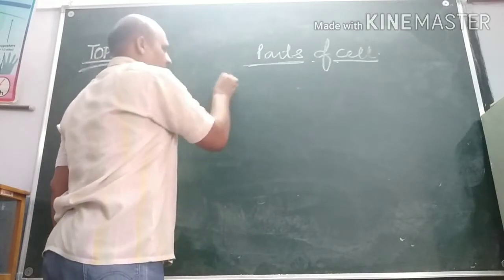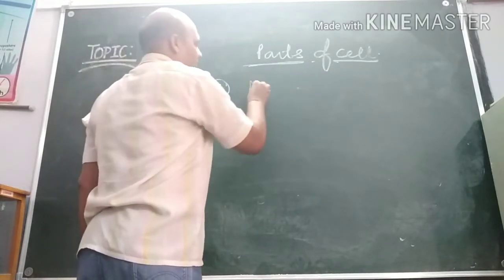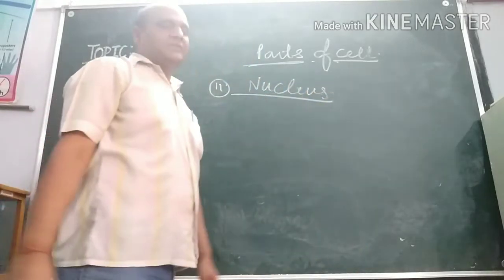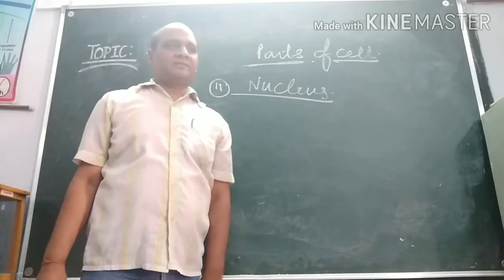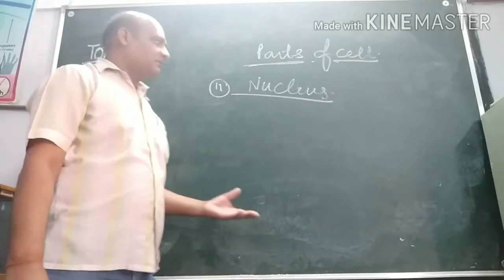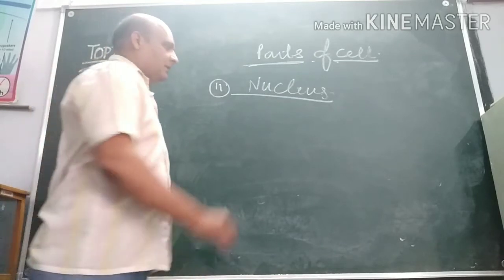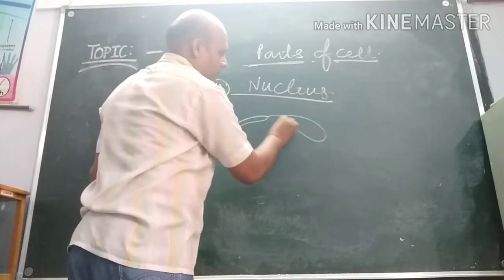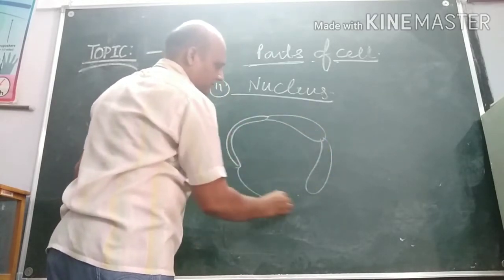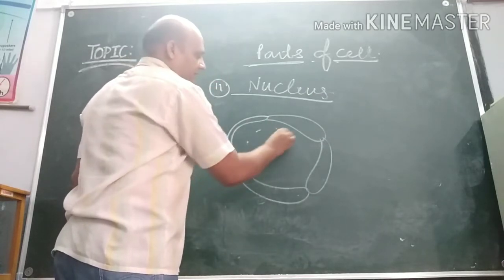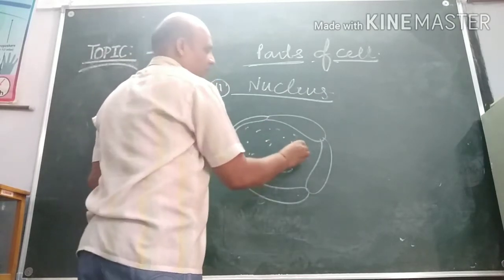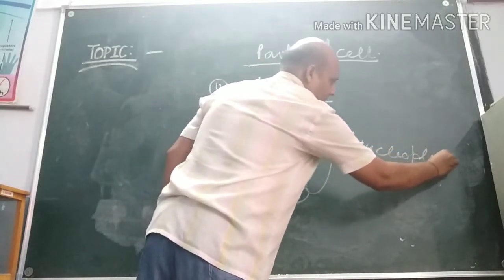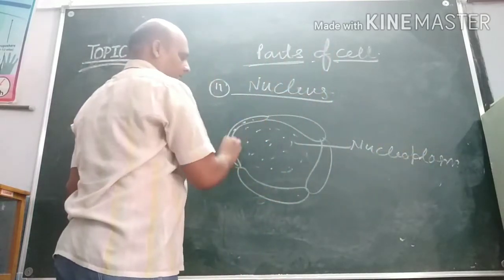The second is the nucleus. It is generally a circular structure present in the central region of the cell. It is composed of a nuclear membrane. On the inner side of the nuclear membrane, it is composed of nucleoplasm.